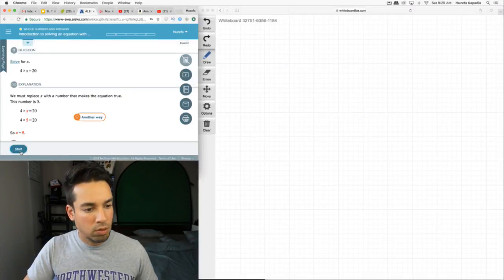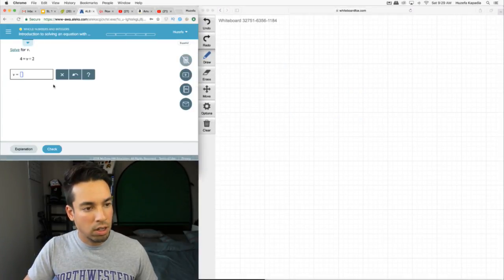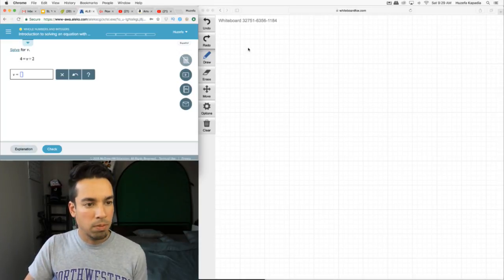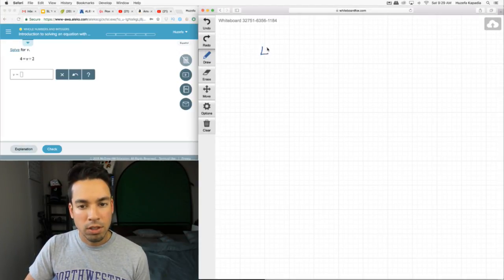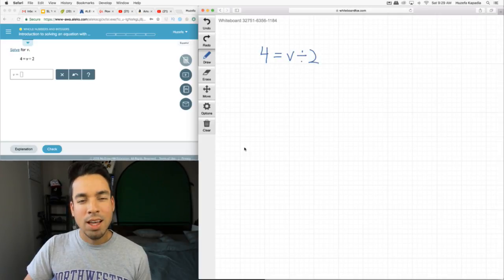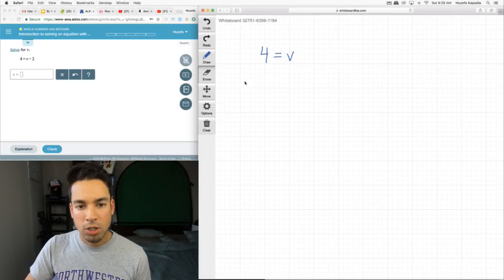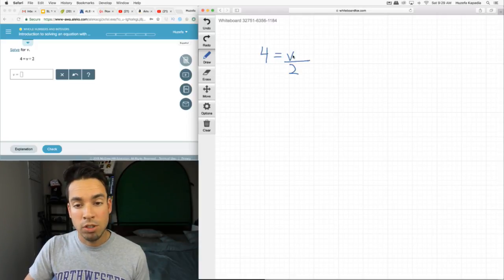All right, next one going down is 4 equals v divided by 2. So now we're solving an equation. 4 equals v divided by 2. A lot of times when we're solving equations, we don't really use the division sign much. Instead, we convert it to a fraction. It's much easier. So this is really v divided by 2, the same thing, v over 2.